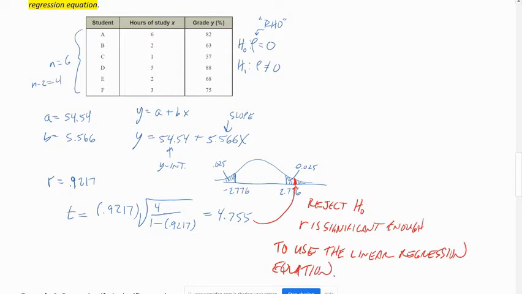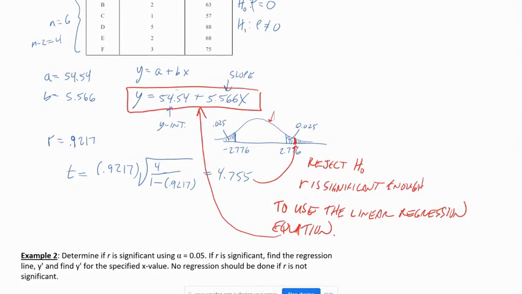Okay, and so this is our linear regression equation right here. And if R was not significant, in other words, if R ended up being in this middle area here, we would just reject this equation altogether. We wouldn't consider it a linear relationship. But now we're saying that R is strong enough that this is definitely a linear relationship. And so we could use this equation to estimate, if somebody spent maybe 4.5 hours studying, the grade that they would have gotten.